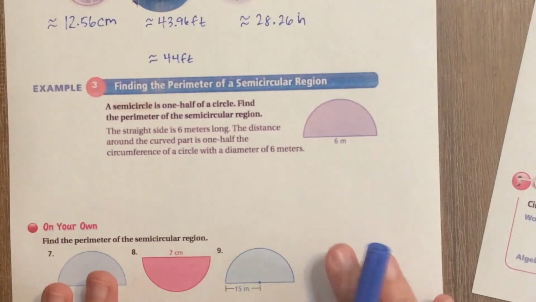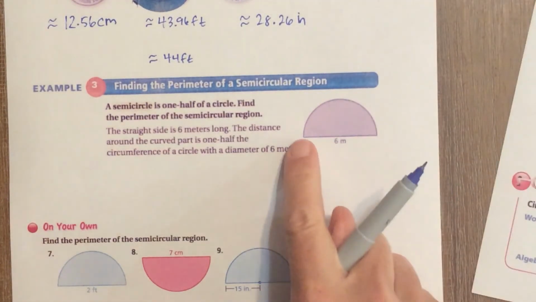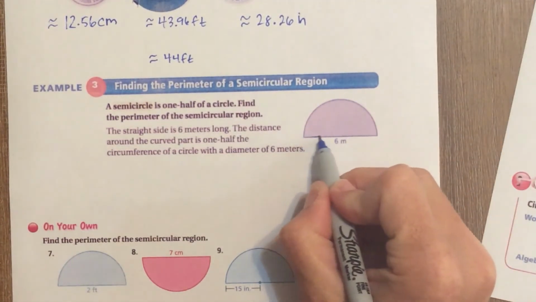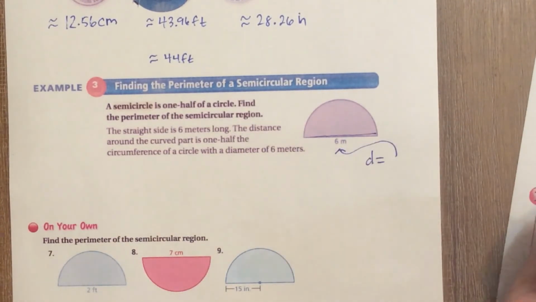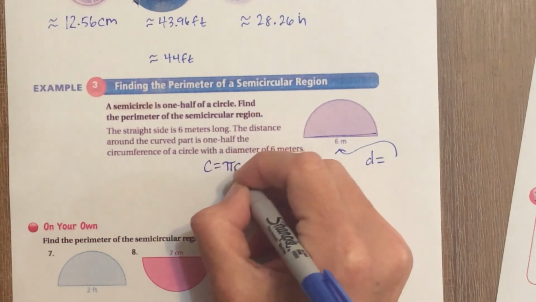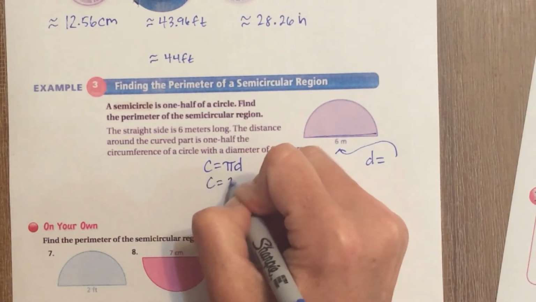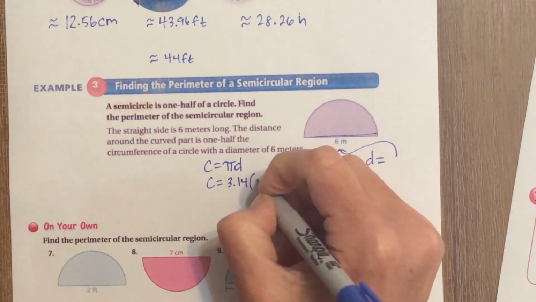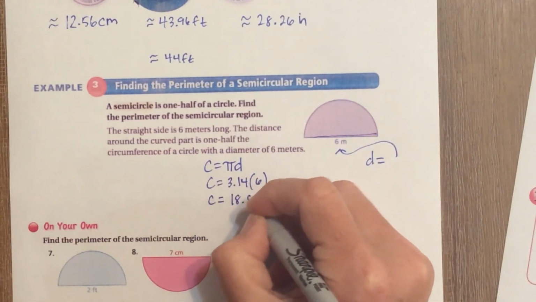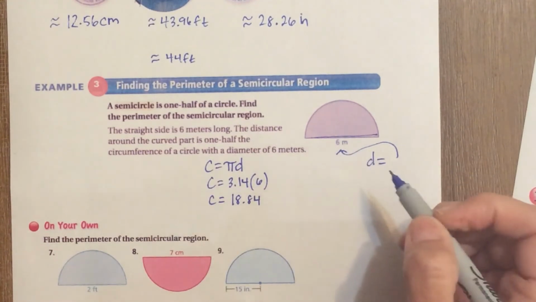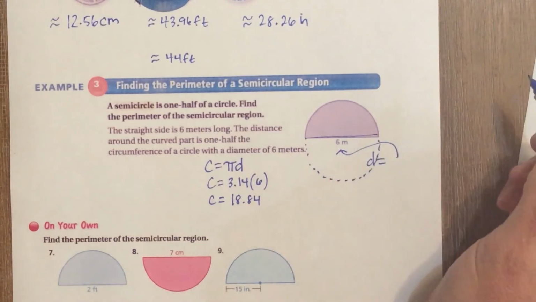Okay, all right, so if we give that a try here, a semicircle is 1/2 of a circle. Okay, so if you look here, what's provided? This goes all the way across. So that is the diameter that's given to you, okay? So C equals pi times d. C equals 3.14 times 6. C is equal to 18.84 meters.